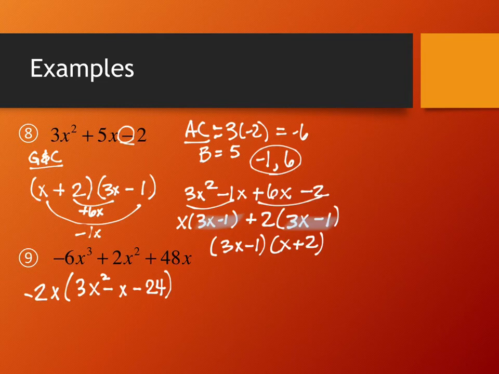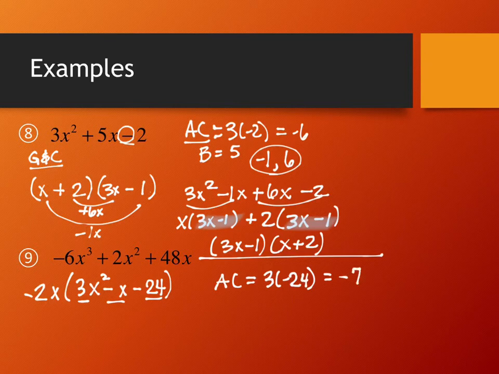So we're going to do this one with an AC method only, because it actually is really hard to do this one with guess and check. So for the AC method, A and C are 3 and negative 24. Signs matter, so keep them. So this is actually negative 72. And then my B value is negative 1. So I need 2 numbers that multiply to negative 72 and add to negative 1. Good. There's negative 9 and positive 8. Y'all good with that? Negative 9, positive 8.